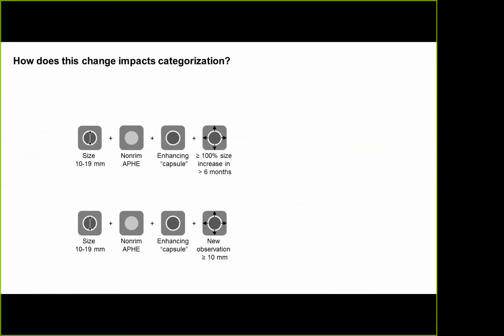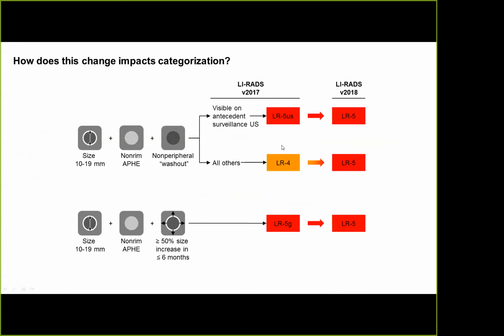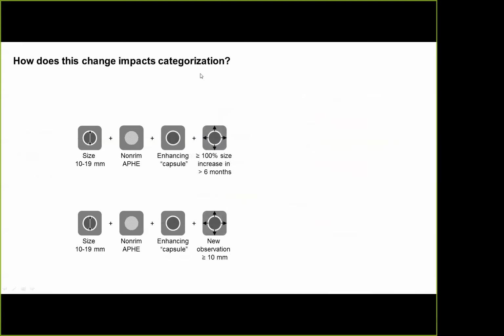Okay. So just quickly, since there are going to be a lot of schematics, it's straight from the core, so you don't have to worry about that. It's all available online. It just basically shows you that, in most cases, a substantial proportion of lesions that used to be 4 are now going to be categorized 5. But there's a small proportion of lesions which are now going to be 4s when they used to be 5.